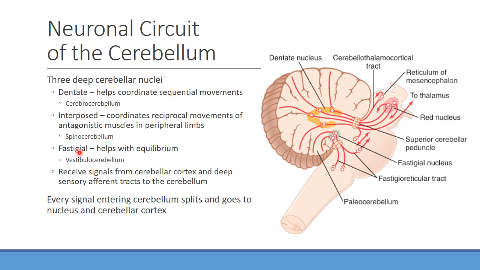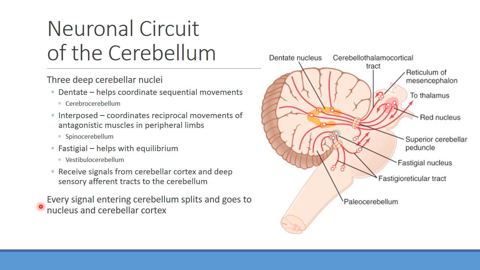And finally, the vestigial nuclei helps with equilibrium, so we call this vestibulocerebellum. So again, obviously it's going to be mainly focusing closer towards the portion I can't even think of the name now. Anyway, it helps with equilibrium. It helps to make sure we can stay upright when we need to.